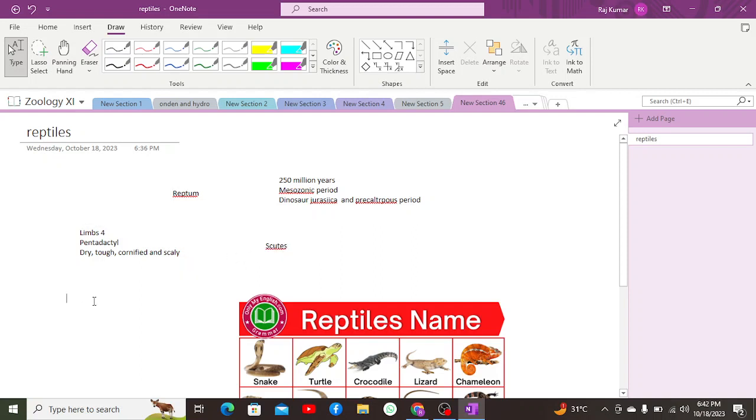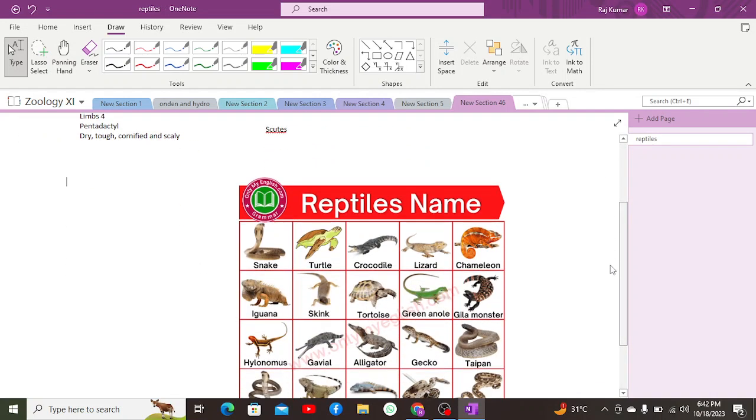Apart from this, they also have some other characteristics. Some of these are limbless, such as snakes. When it comes to the circulatory system, they have a three-chambered heart, but sometimes it is also called an incompletely four-chambered heart because the third chamber, the ventricle, is incompletely divided into two chambers.